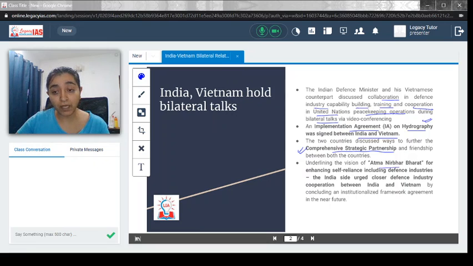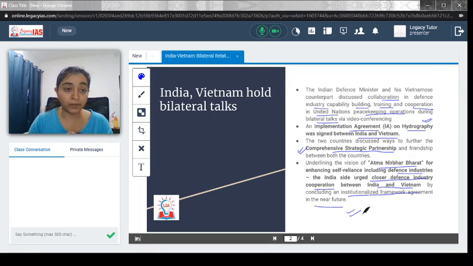Underlying the vision of Atmanirbhar Bharat for enhancing self-reliance, including in defense industries, the Indian side urged closer defense industry cooperation between India and Vietnam by concluding an institutionalized framework agreement in the near future. So the idea is that for better cooperation or collaboration in the defense sector, both countries should come up with an institutionalized framework through which they could carry on the negotiation or conversation. So this is the latest context, the latest conversation between the defense ministers from both sides.